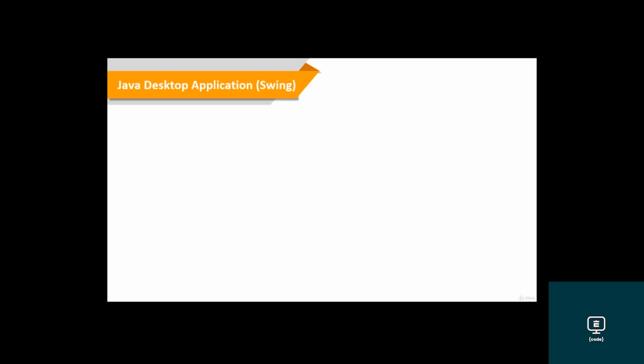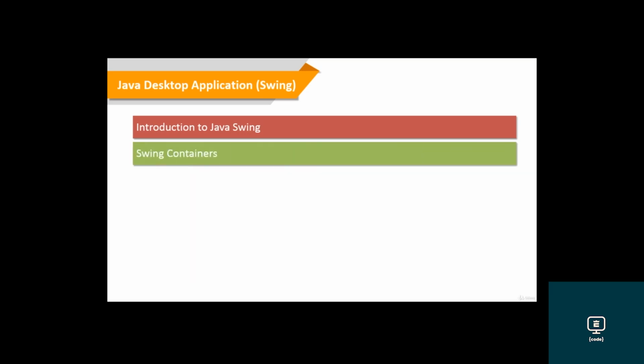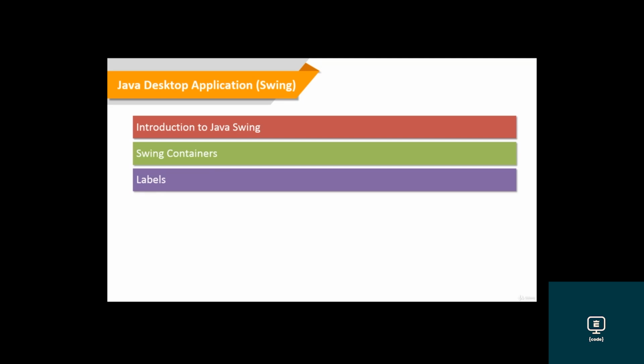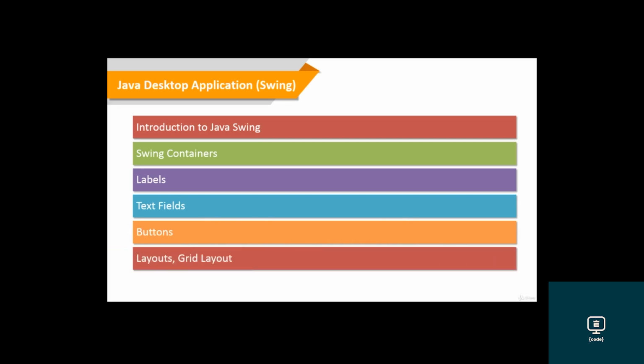So now in this section, we will learn the Java desktop application. First, I'll introduce Java Swing. Then we will play around with Swing containers. And then I'll show you what the JLabel component is all about. Then we're going to learn JTextField as a component. Then the component JButton. And then to wrap things up, we'll have a look at the JDialog class.